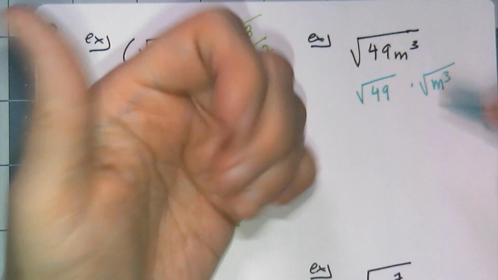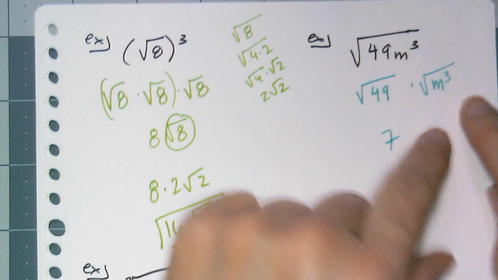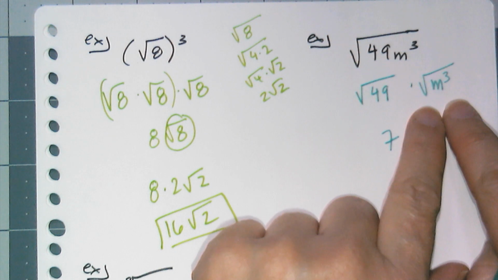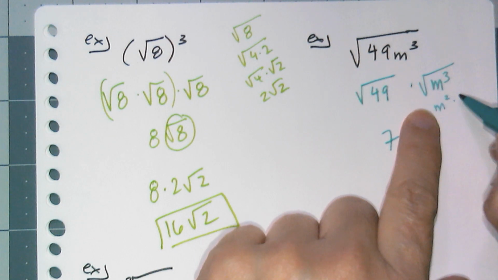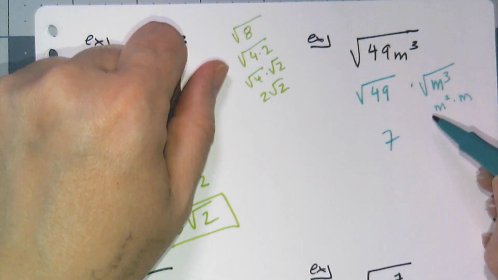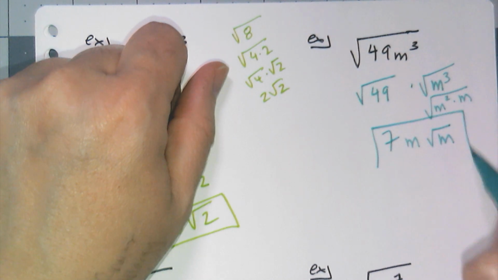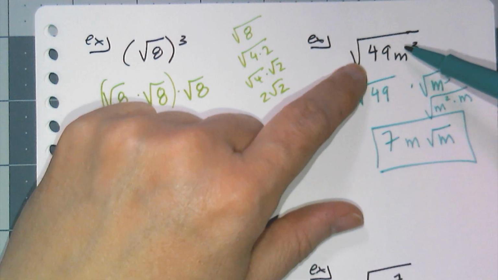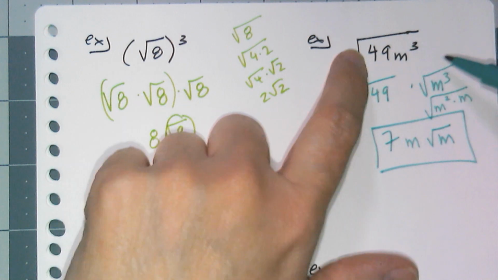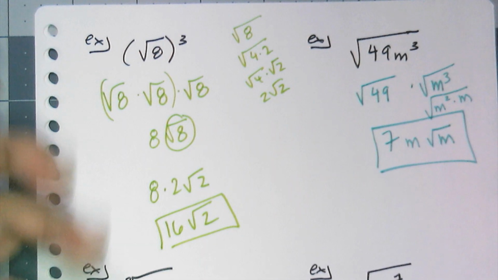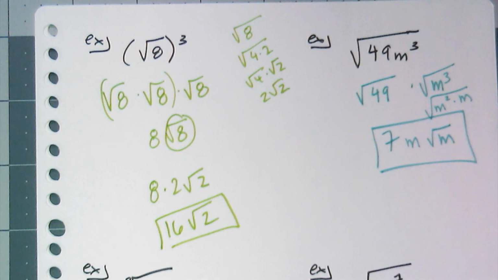Square root of 49, oh, that's easy, that's 7. And the square root of m cubed, well, that's m squared times m. And so when I take the square root, I'm going to end up with an m root m. So I can make this problem more complicated by adding more terms on, but just take it one little chunk at a time.